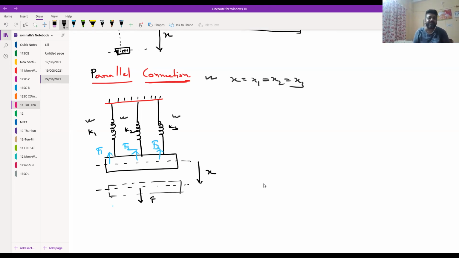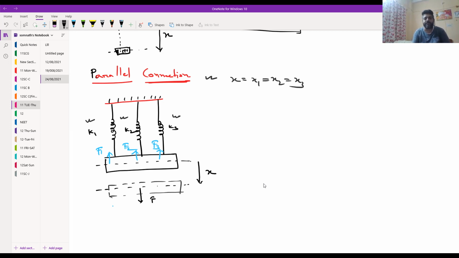That is the factor from which you can understand: if there is the same compression or elongation, that means it is a parallel connection. If you have different elongation or compression, and you add them to get the total elongation or compression, that means that is a series connection.